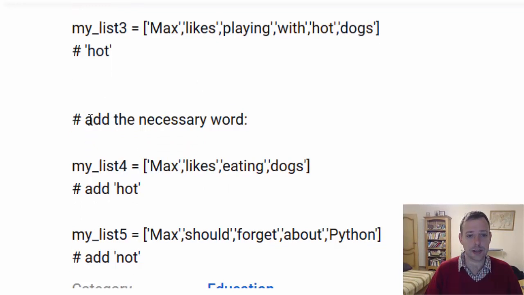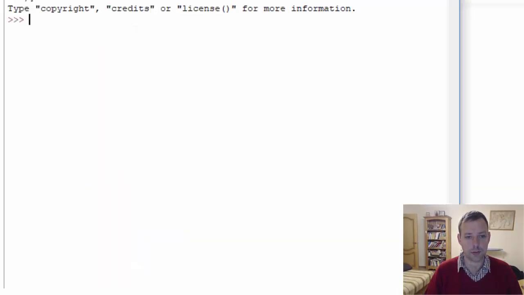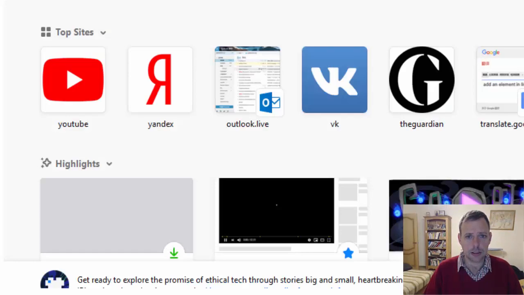Let's start with our add the necessary word. So my list, Max likes eating dogs, and we need to add hot dogs, because that's wrong. He doesn't like eating dogs. He likes eating hot dogs. Okay, so we have our list. How do we add a word there? Well, let's teach ourselves. I can't remember. So we come into a search engine.